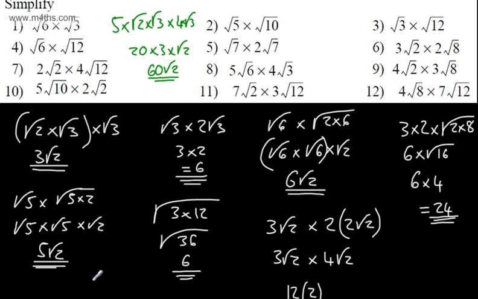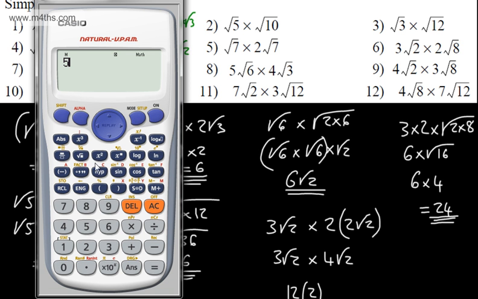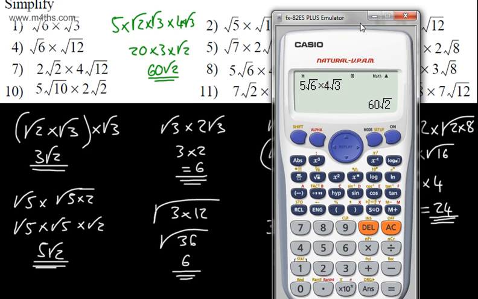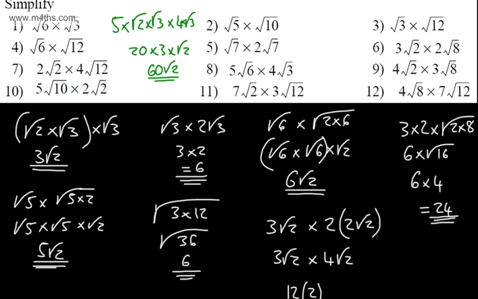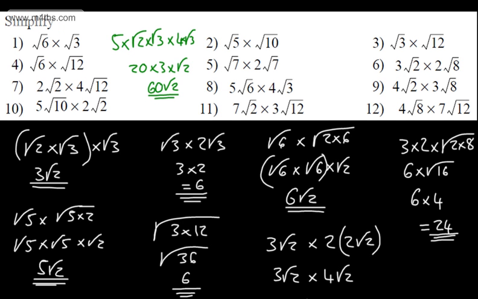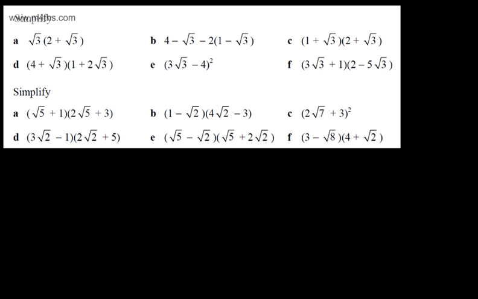So let's go ahead and check that in a calculator. If we put this in, 5 root 6 multiplied by 4 root 3, this should give us the value of 60 root 2, as expected. So nice and logical and fairly straightforward. Lots of different approaches, you decide. Hopefully you can see I'm offering different ways to look at this. Okay, let's look at some more.